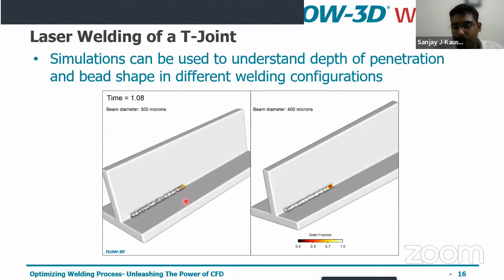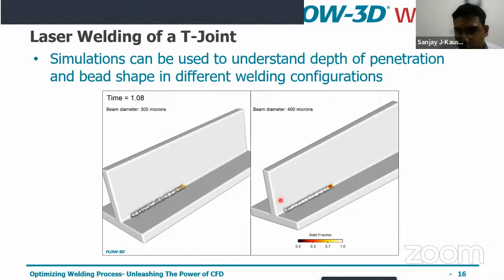So what this basically does is, you can see on the left hand side, the melt pool dynamics, or the bead that is getting formed, is not very good compared to what I'm getting out of 400. But sometimes it might not be the case. Sometimes a 300 micron will give you better results than a 400 micron. But in this particular case, the 400 microns gives you a better result than a 300 micron beam diameter.